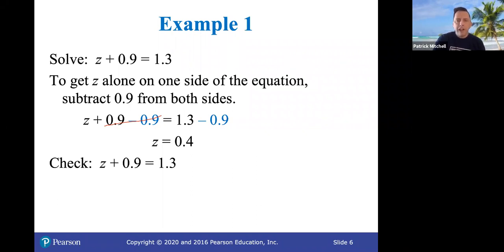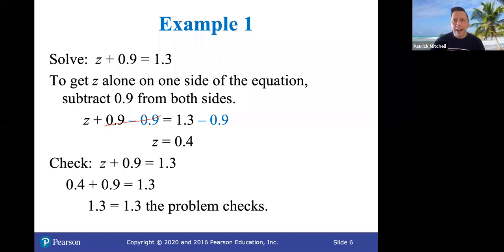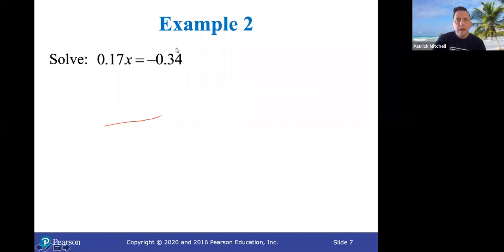All right, so the check for this problem, you would take the original equation, z plus 9/10 equals 1 3/10. You would substitute 4/10 for z and just verify that that's correct. All right, let me get rid of my scribble here.